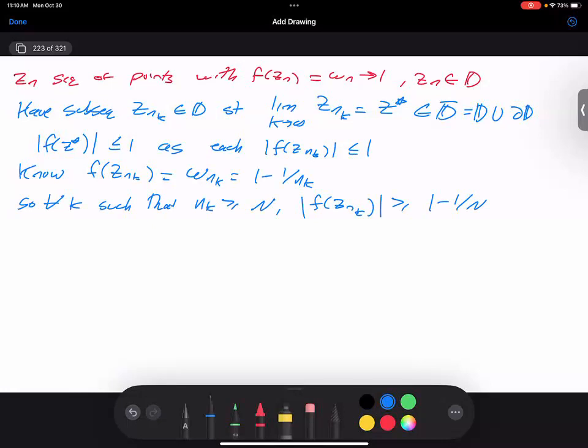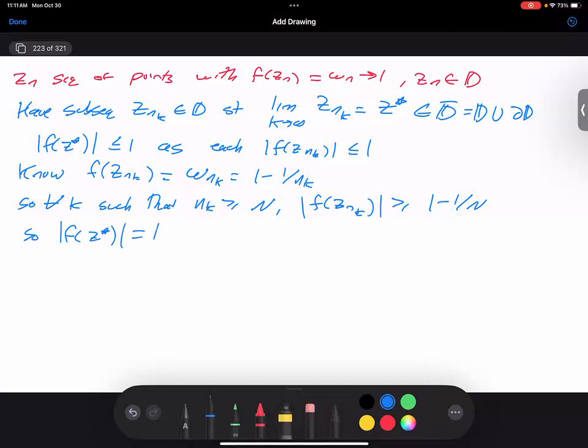So just keep going further and further down in the sequence, and it's going to be within 1 over a billion of 1. It's going to be within 1 over a quadrillion of 1. It's going to be within 1 over a quadrillion factorial of 1. So we can get lower bounds as close to 1 as we want by going deeper and deeper into the sequence. So what's the only possibility for f of z star? 1. So f of z star in absolute value equals 1.